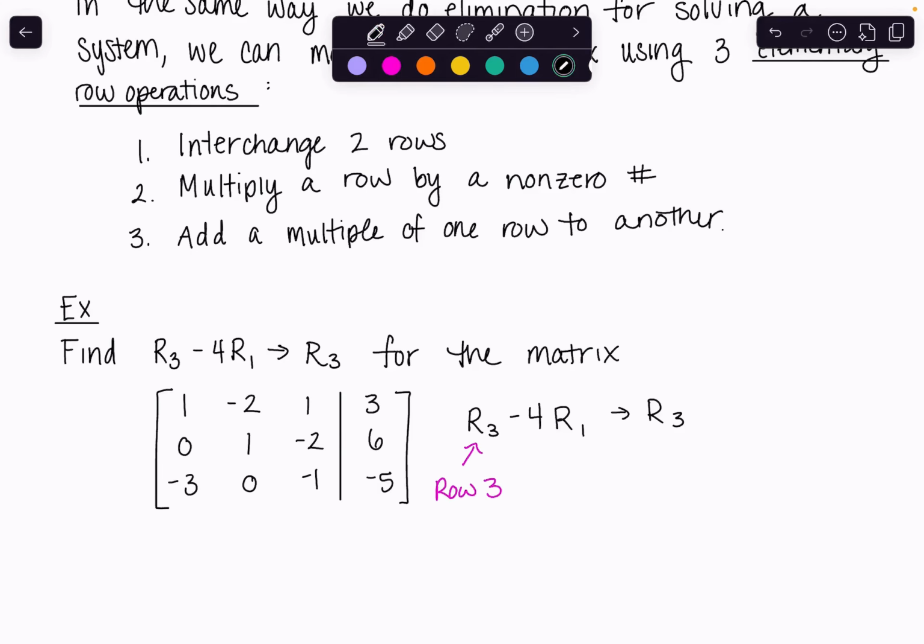Then we're going to subtract 4R1, which means 4 times row 1. And then this arrow means this is going to replace whatever row is here. So this notation means we're going to take row 3, subtract 4 times row 1, and that's going to become our new row 3.